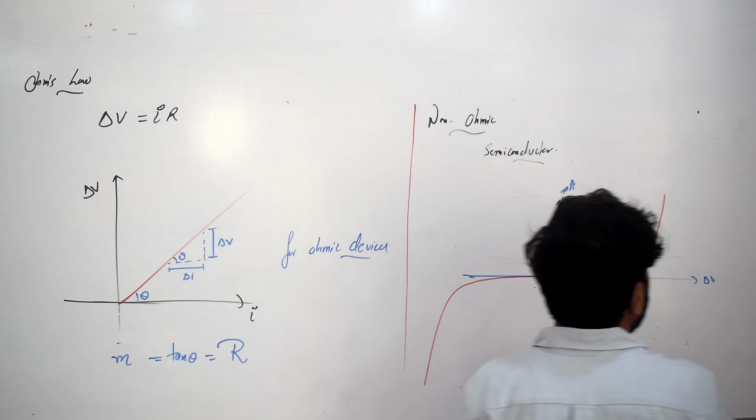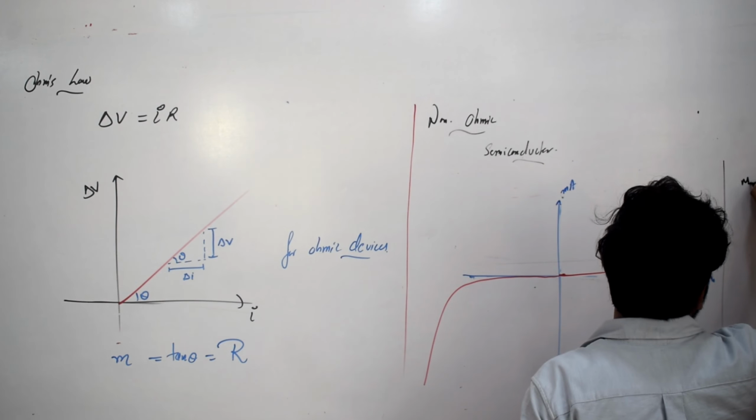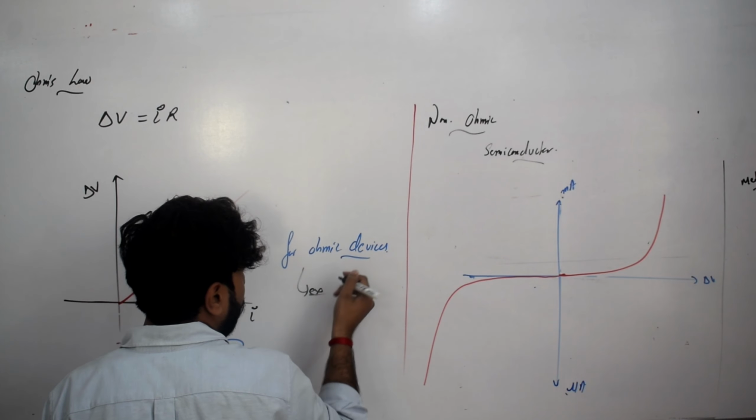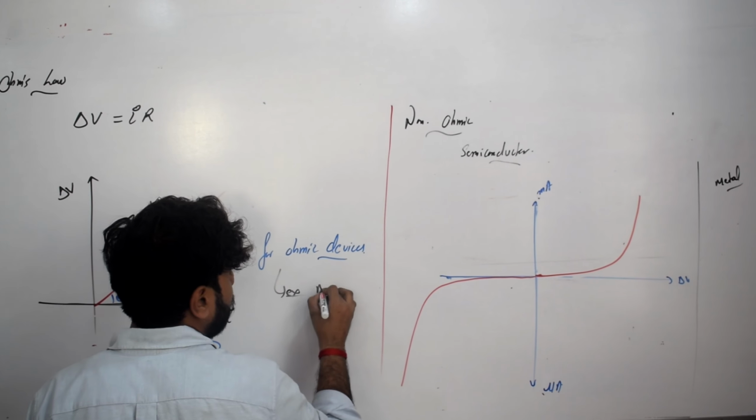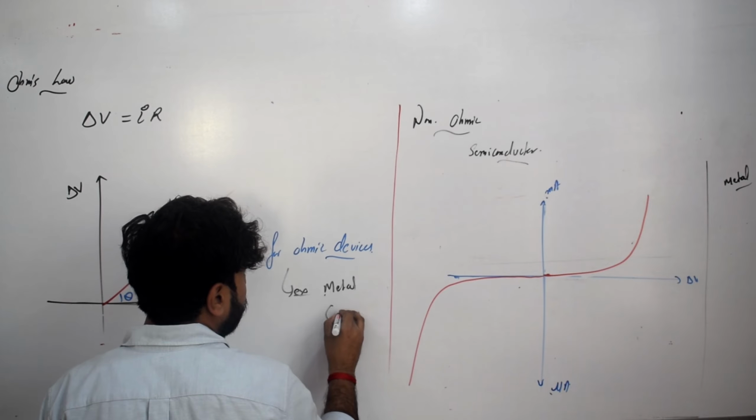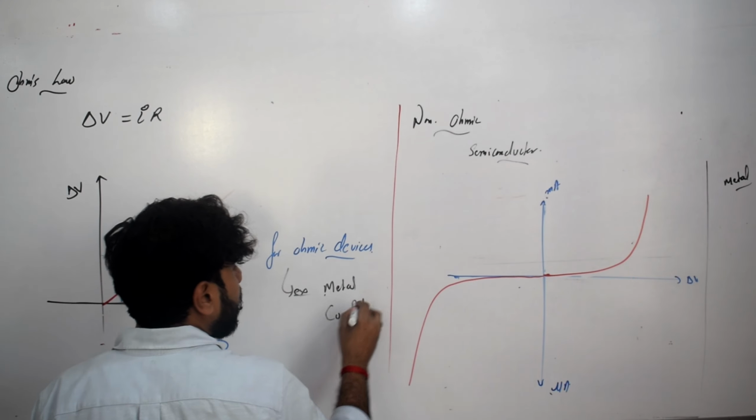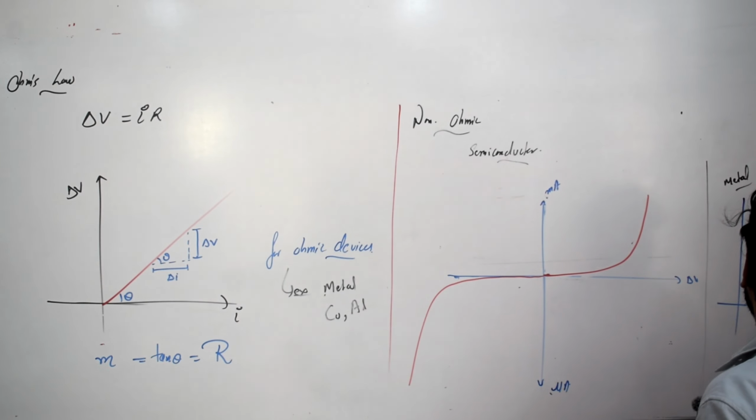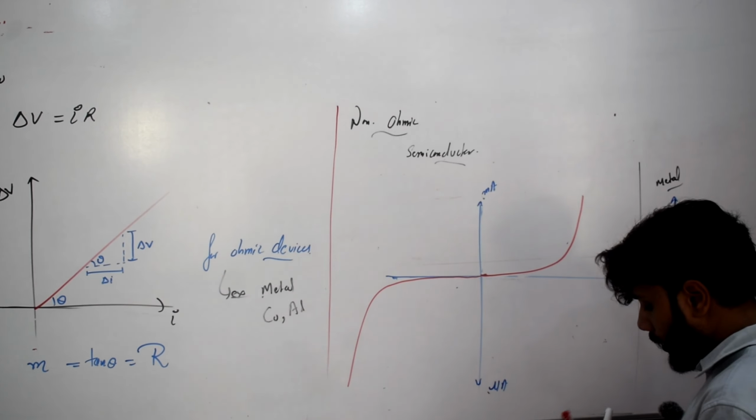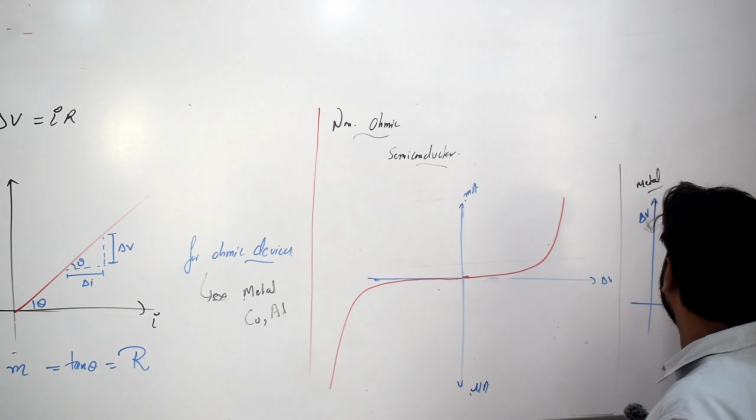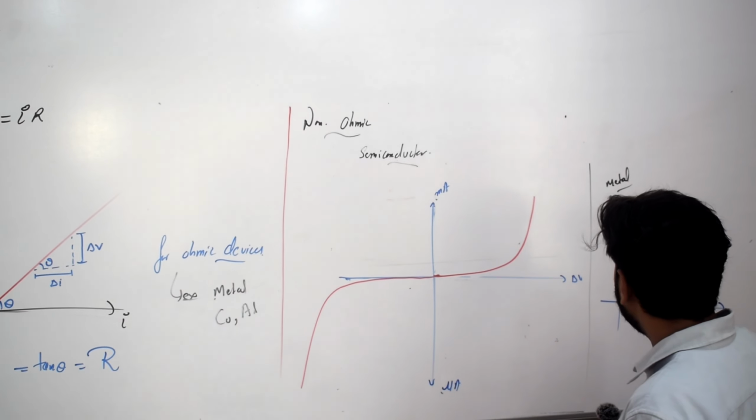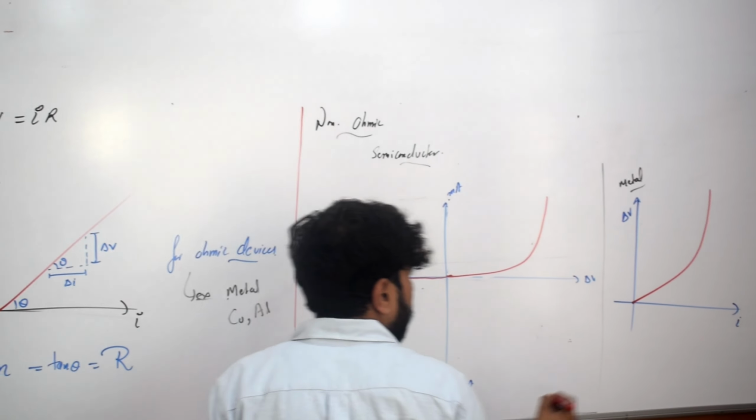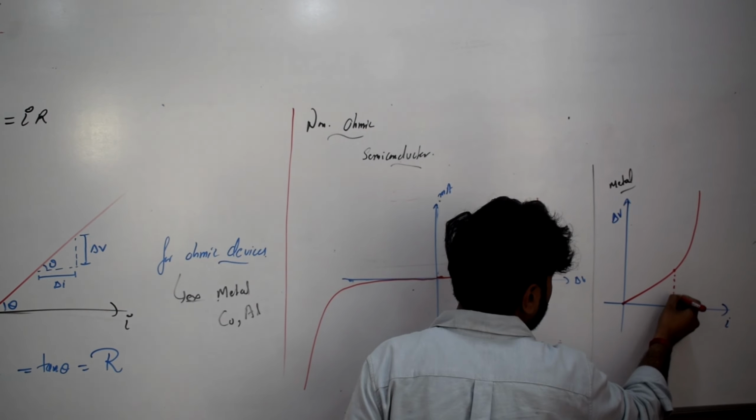Even if we take metals, which should be examples of ohmic devices, like copper and aluminium, even these metals are only ohmic if the temperature is small enough. If the temperature keeps on increasing, their graph also will not be ohmic. So you can see up to this point the graph was ohmic.